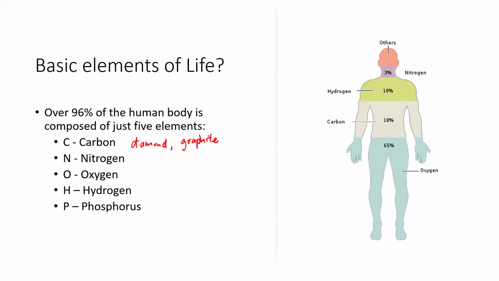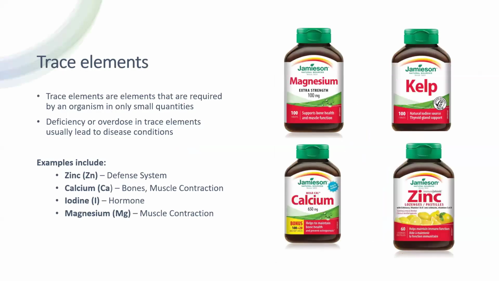In addition to these elements, right, what about the rest of the 4%? It turns out there are some elements that we only need in small quantity, okay? And we call these trace elements. Right? Trace elements are elements that are only required in a minute amount, in a small amount. In fact, if you have too much of it, it's often going to cause some kind of problem for you. Not having enough is also going to be a problem.